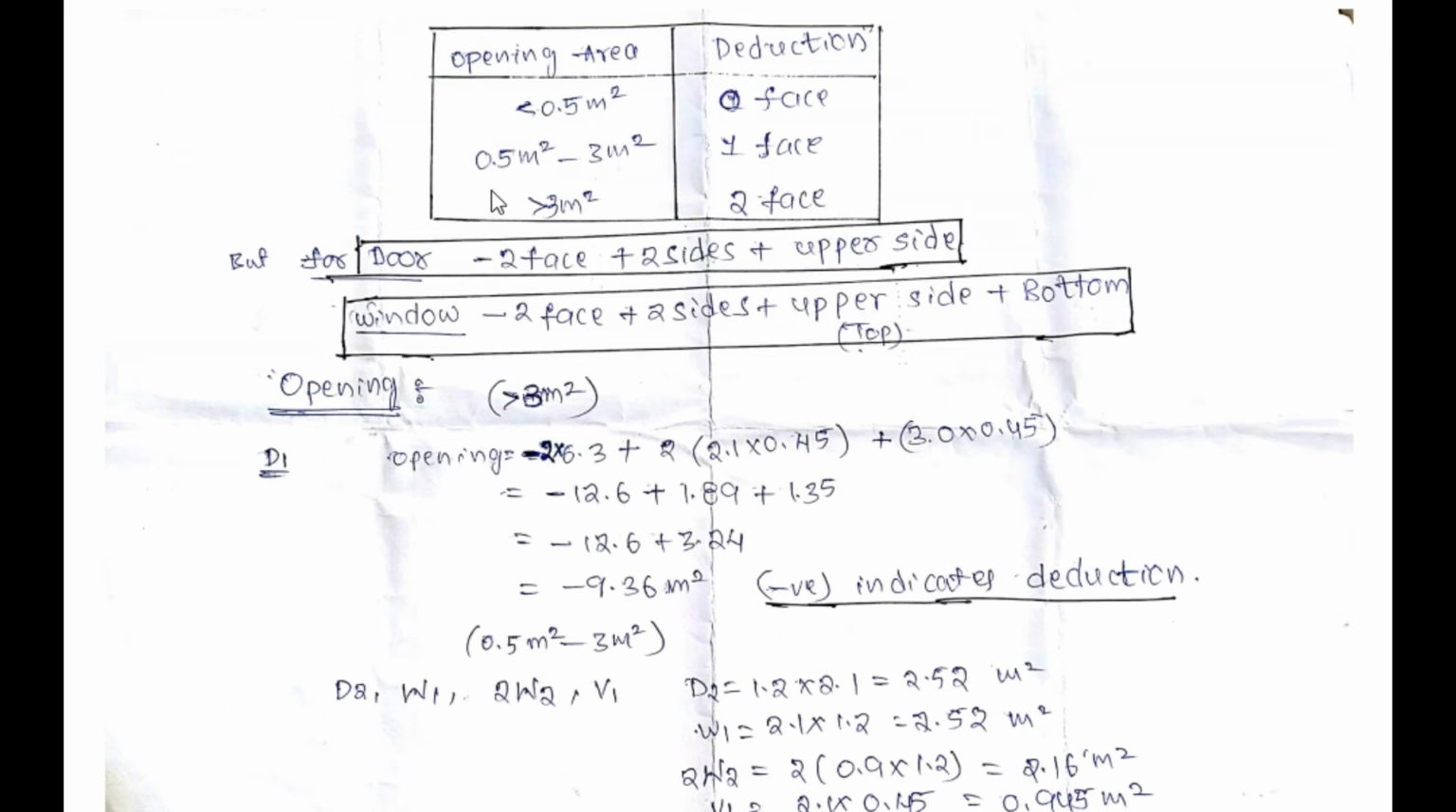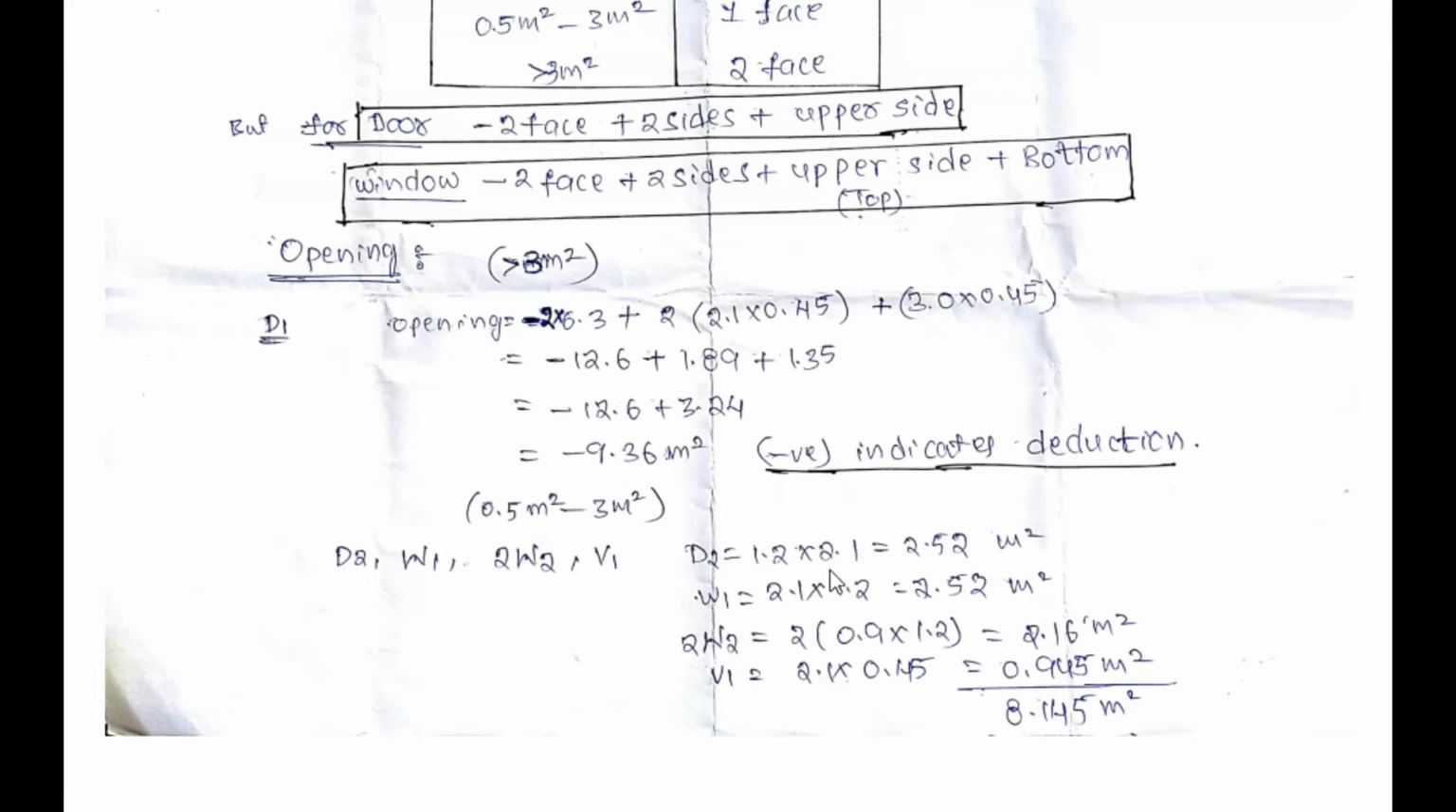So for the area of 0.5 meter square to 3 meter square, we have to deduct only one face. So for D2, I have deducted one face, which is height into breadth, equals 2.52. For the same thing, height into width, which equals 2.52.